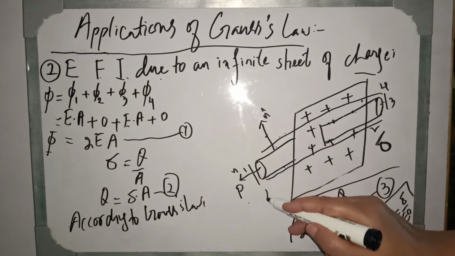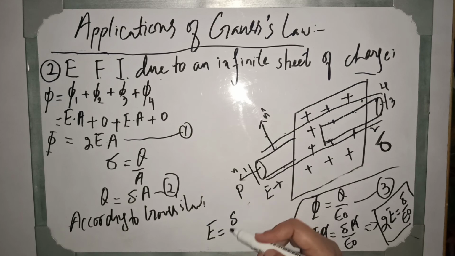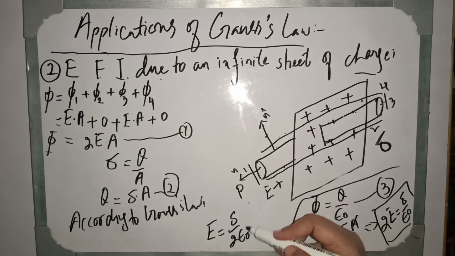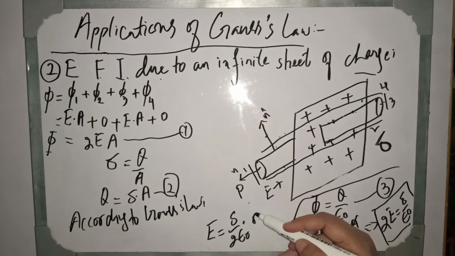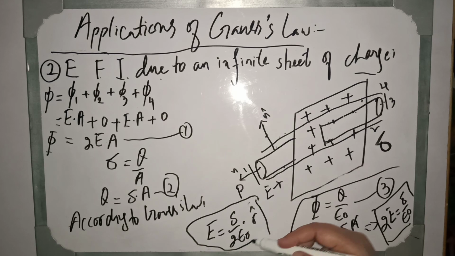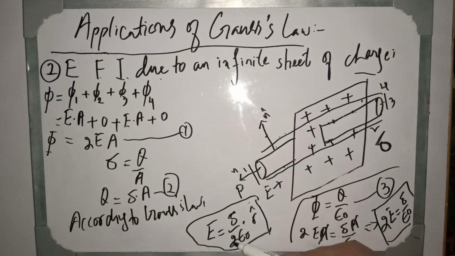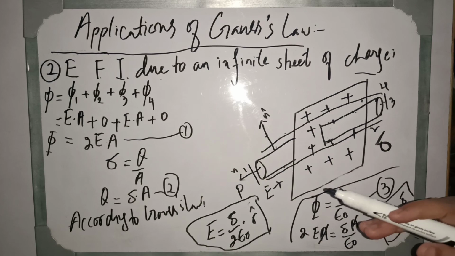So to find the value of E, I will write down the last equation, that E is equal to sigma over 2 epsilon naught, and for direction I will add a unit vector, called the r unit vector. This is the value of electric field intensity due to an infinite sheet of charge. This electric field intensity is equal to sigma divided by 2 epsilon naught multiplied by r unit vector, where r is a unit vector normal to the sheet and directed away from it.